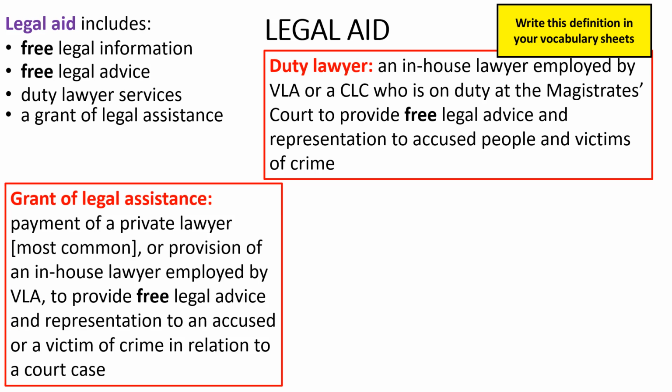The most common grant of legal assistance is where Victoria Legal Aid pays a private lawyer to provide free legal advice and representation to an accused or a victim of crime in relation to a court case. However, in some cases, Victoria Legal Aid will provide a grant of legal assistance to an accused or a victim of crime by assigning an in-house lawyer employed by Victoria Legal Aid to provide free legal advice and representation to that accused or victim in relation to their court case.